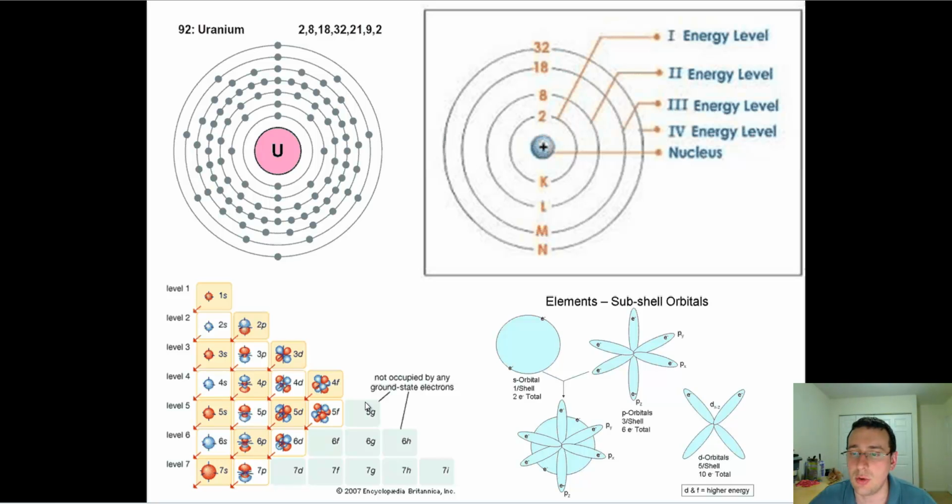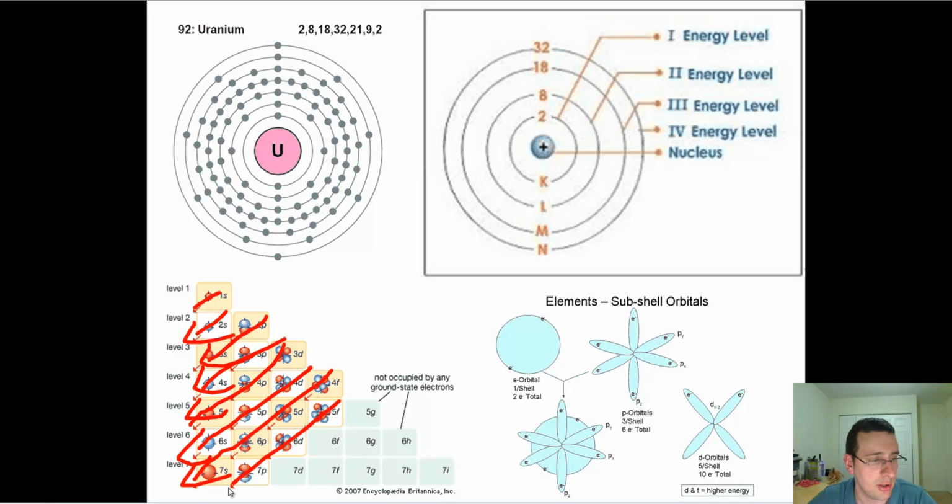Within each subshell, the electrons are organized into orbitals, 2 electrons per orbital, because one spins upwards, one spins downwards. Electrons stay in the lowest possible energy level available, which makes them fill in the shells in this order. Alright?